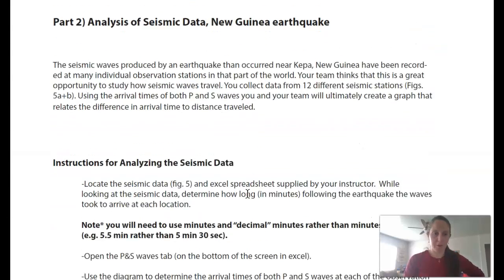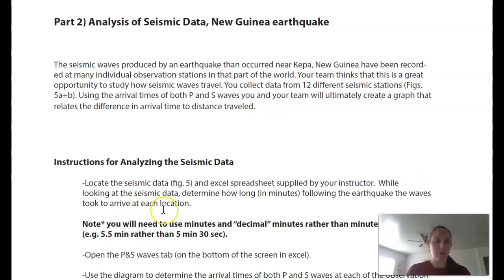Okay, so you're going to start here, which is page 76. Part 2 and part 3 you're going to complete on your own. So I'm going to go through how you do it. The first part, or the second part I should say, is going to be analysis of seismic data, and here you have the analysis of a specific earthquake. This is a real earthquake that happened in New Guinea.